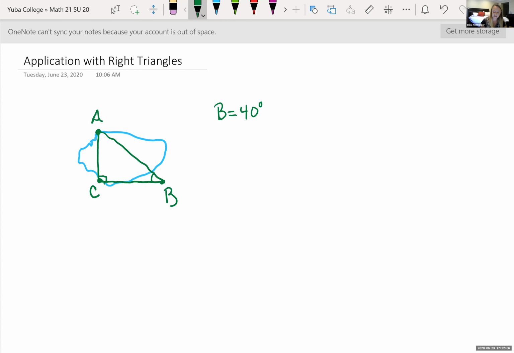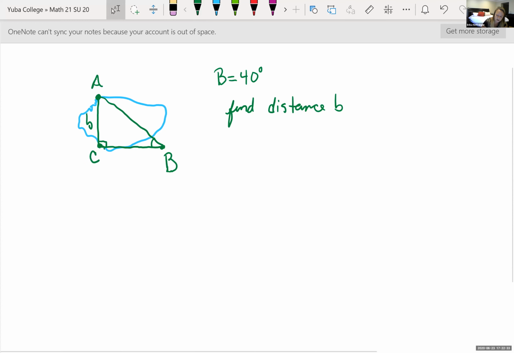They asked us to find this distance in here between A and C. Because I denoted this with capital letters, let's denote the sides by the lowercase. So we want to find distance b. We're also given that the distance between C and B is 100 feet.